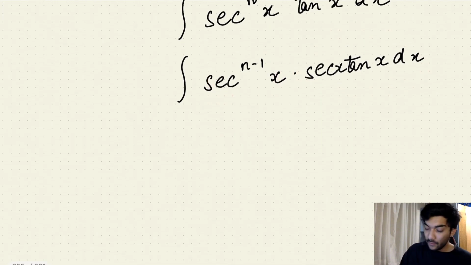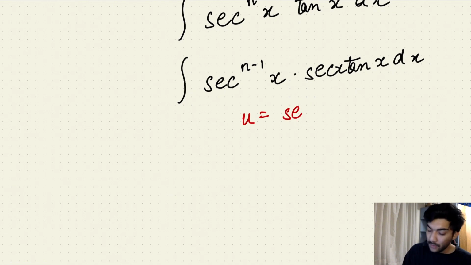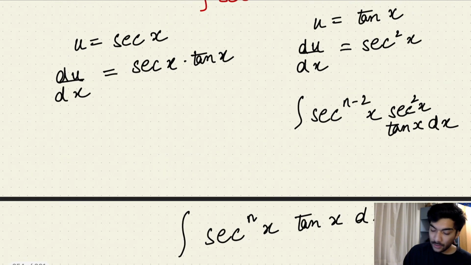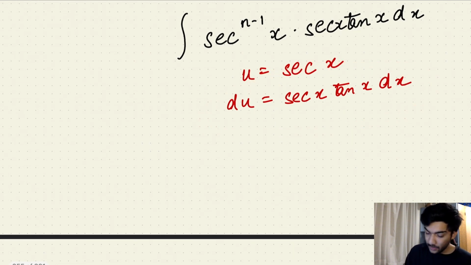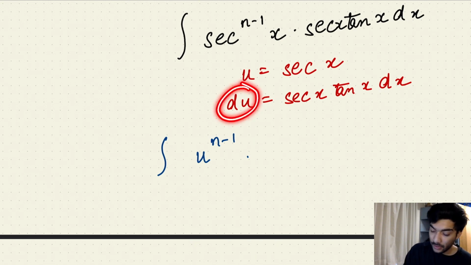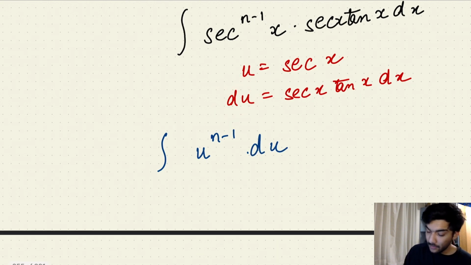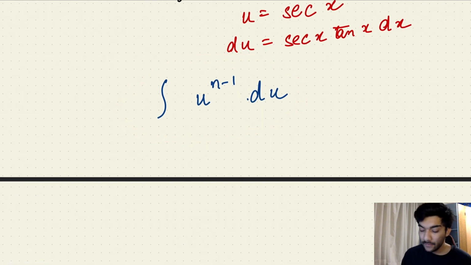So if we move forward with assuming u equals secant x, our du is basically secant x tan x dx, right? I just shifted this dx over to the other side. So du is secant x tan x with a dx over here, right? And now let's do all the substitution. So our final integral would be secant to the power n minus 1 x would simply become u to the power n minus 1. Secant x tan x dx would become du in this case. So this is du.